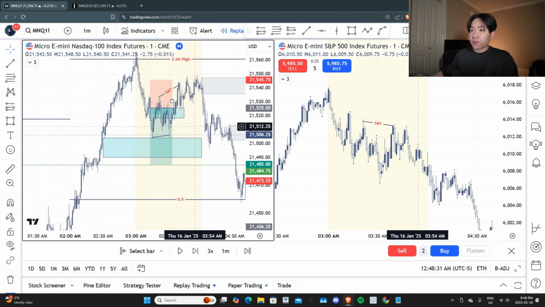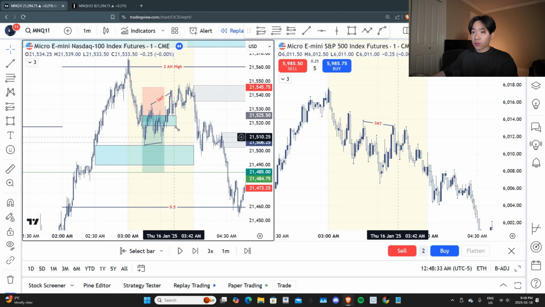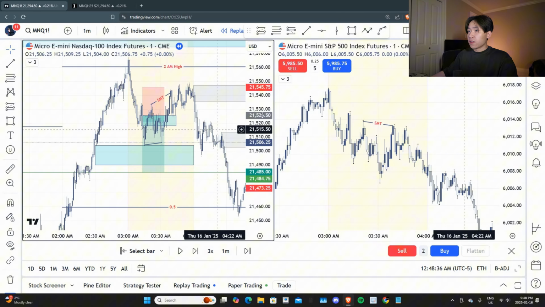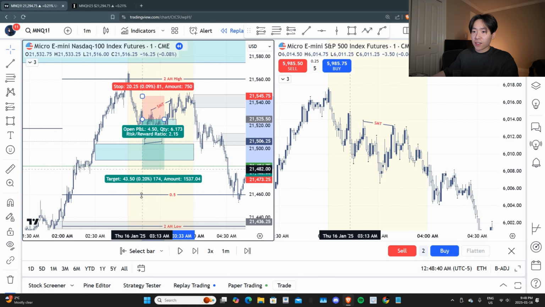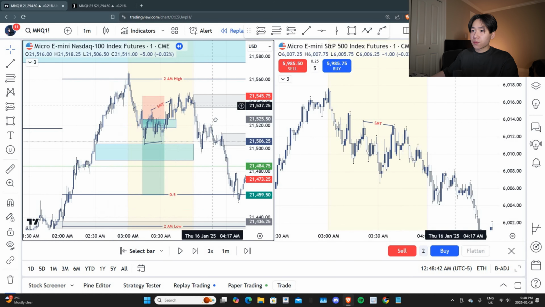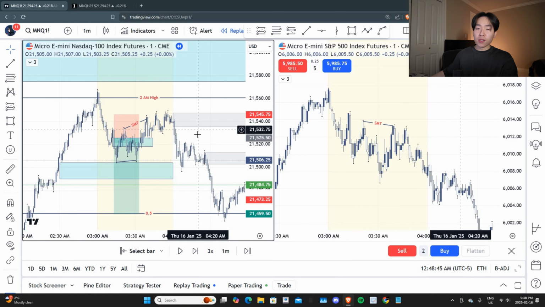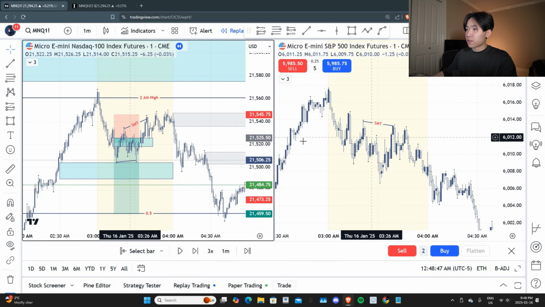So basically, I did get a bit emotional for this trade, and that's why I ended up moving my TP to a 1 to 2, right? But this was the original TP. But in any case, we took an L on this trade, so it is what it is.